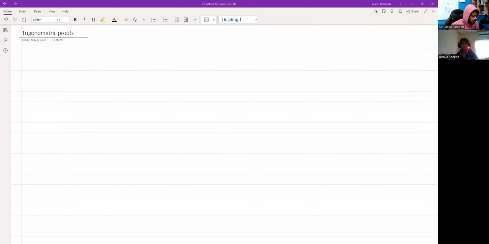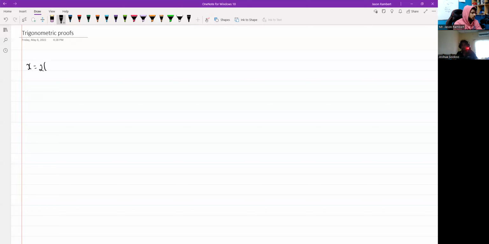So, trig proofs. When we're talking about a proof, we're trying to make one side look like the other side. So if I tell you I want you to prove that x is equal to 2 into x plus 1 minus 2, 2x is equal to that, right? I'll take one side and I'll try to prove the other.